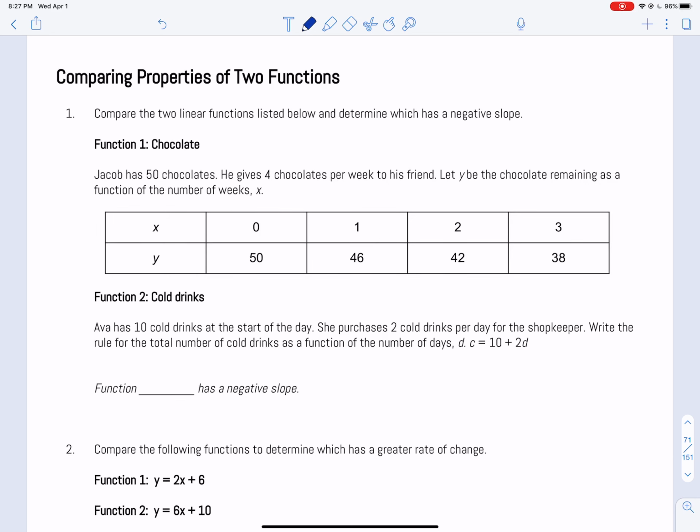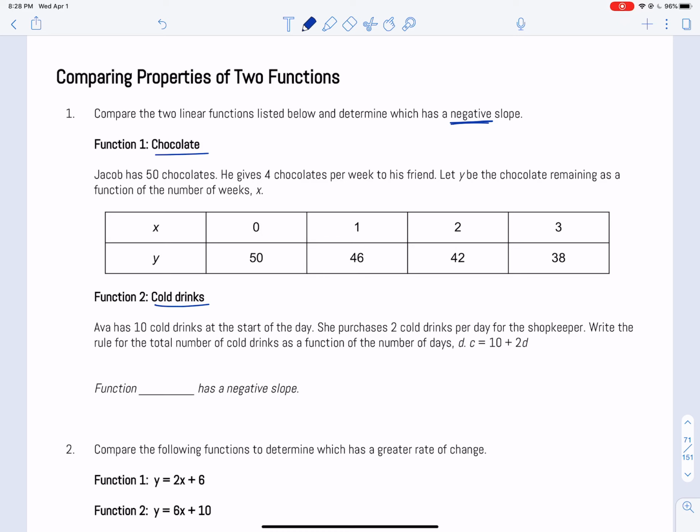So the first problem, we have something about chocolate, something about cold drinks, and then we need to figure out which one of these has a negative slope. So which one is decreasing? That's all we care about. Which one has a negative slope? So we don't have to graph it necessarily. We don't have to do anything extra, just which one is decreasing.